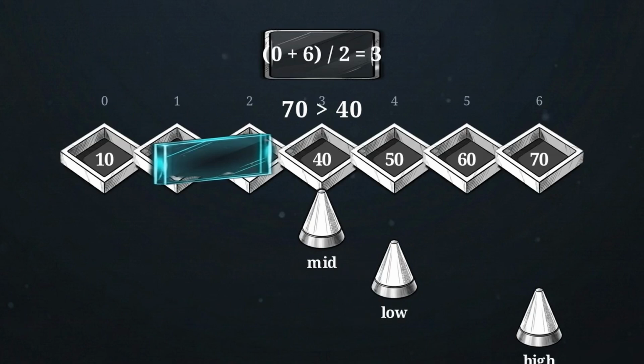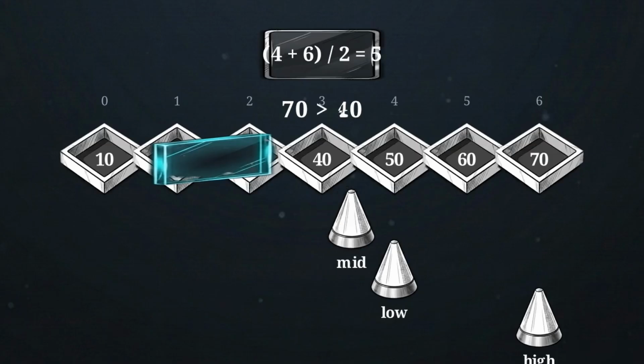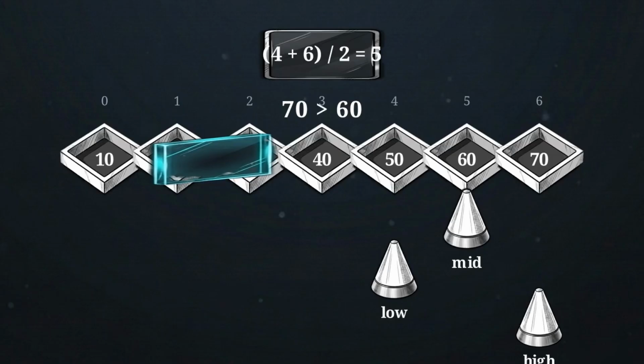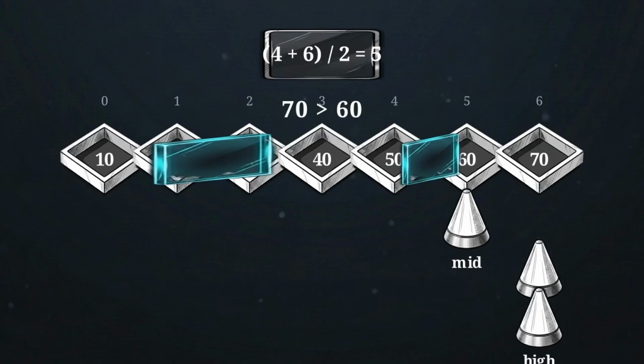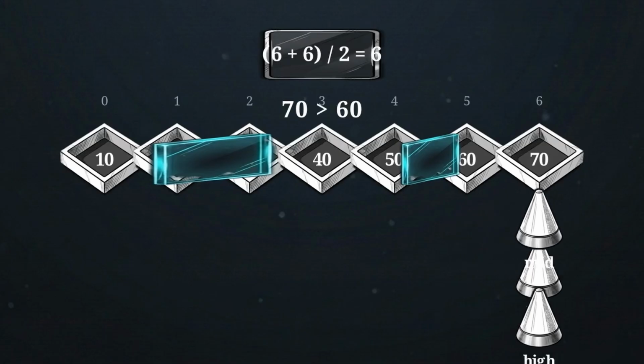We repeat the calculation. 4 plus 6 divided by 2 gives us a new midpoint at index 5. The value here is 60. Again, 70 is greater than our midpoint. The algorithm discards 50 and 60, and the low pointer moves to index 6. Finally, with both pointers at index 6, the calculation yields index 6. The midpoint matches our target, and the search is successful.